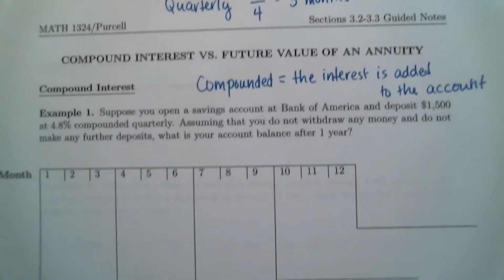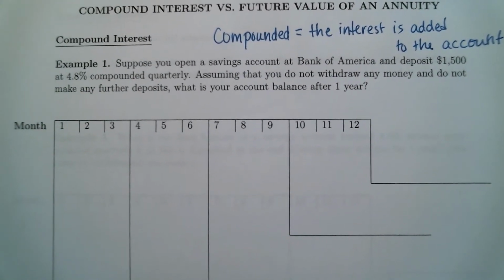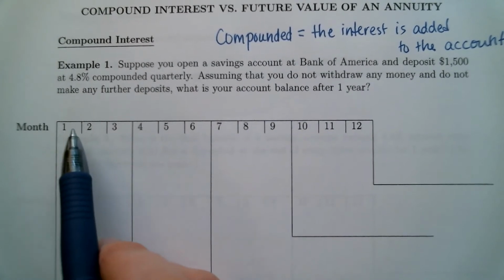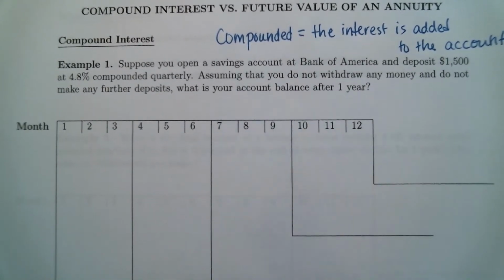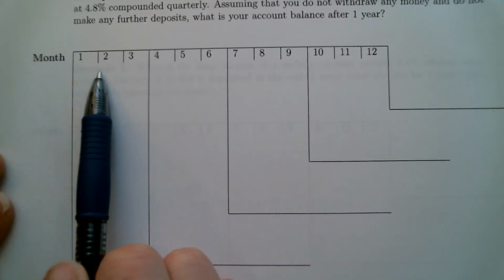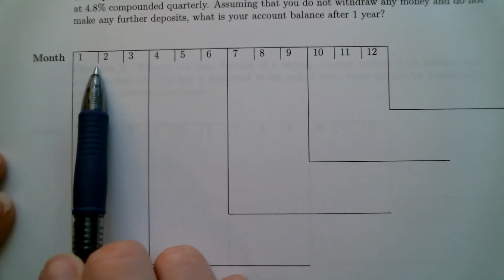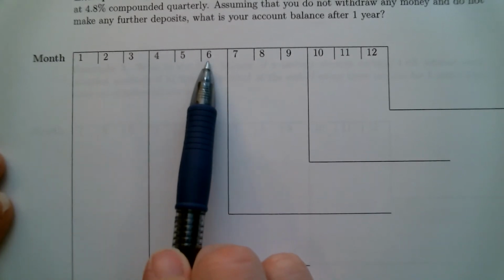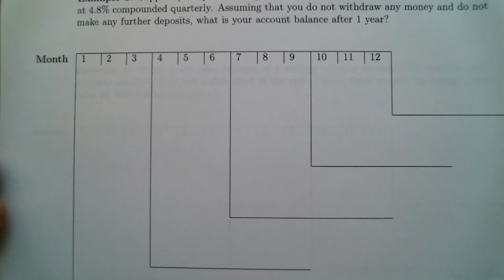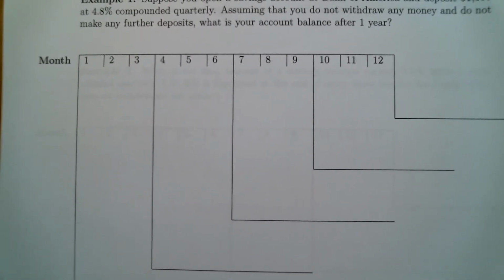So what you see here, I've got 12 months mapped out. You can see the word month. So this is representing 12 months or 1 year. And I have them separated by increments of 3 months. So this is the first 3 months, the second quarter, third quarter, fourth quarter. So it's broken up in the 4 quarters of the year.